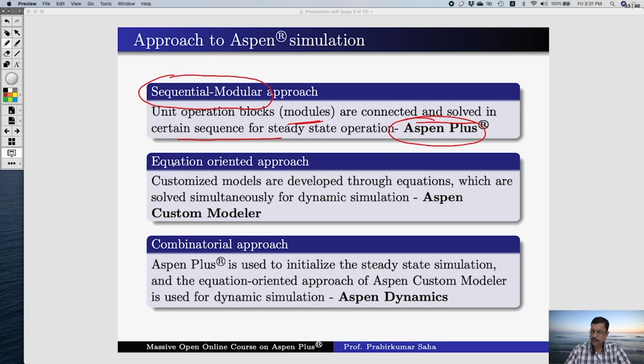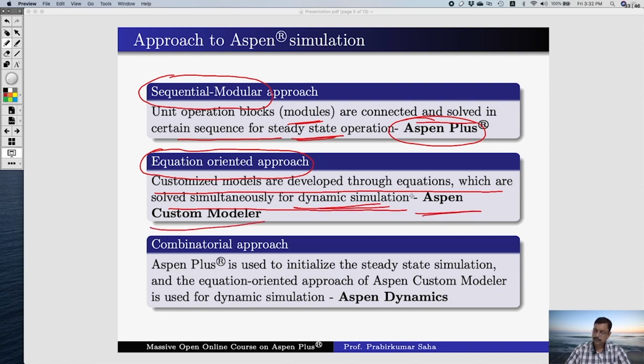But not all the unit operations that are available in chemical engineering or process engineering may be standard. Like distillation column is standard, reactor is standard, heat exchanger is standard. But there may be some non-standard equipment, so you will not find a standardized model in the model palette. For them, you have to write your own customized equations in order to work with. So you have the next one, the equation-oriented approach. There you have to work with a customized model. Those are developed through equations which are solved simultaneously for dynamic simulation. Here it was steady state, here it is dynamic simulation, and this is called Aspen Custom Modeler.